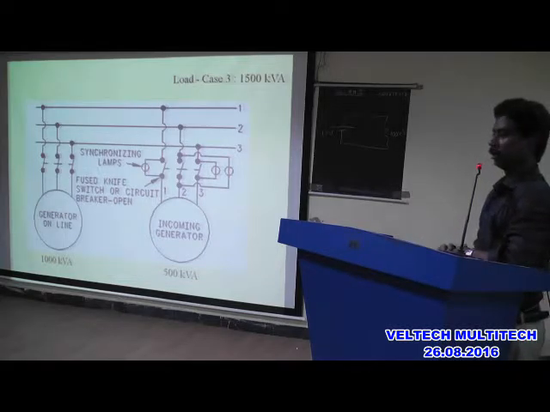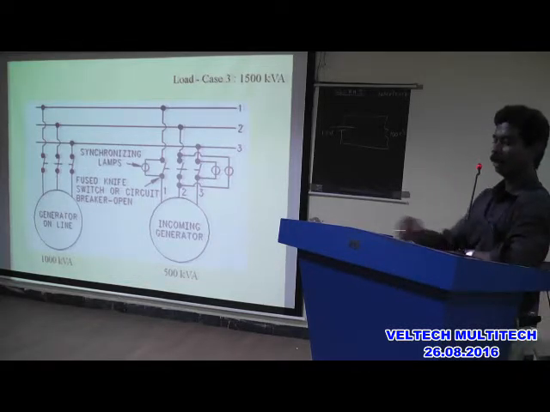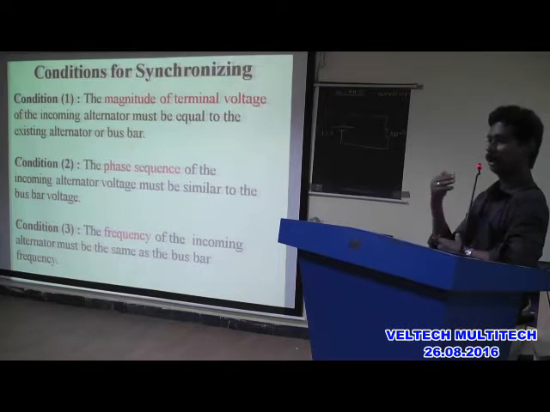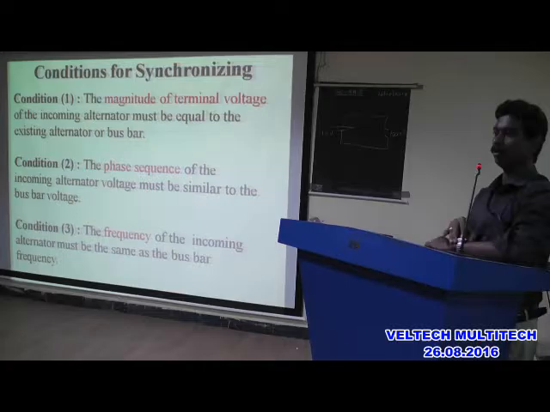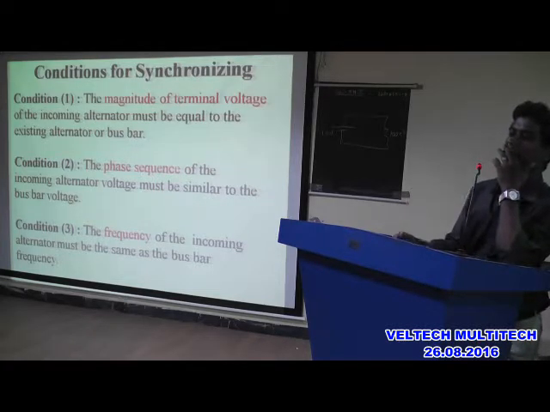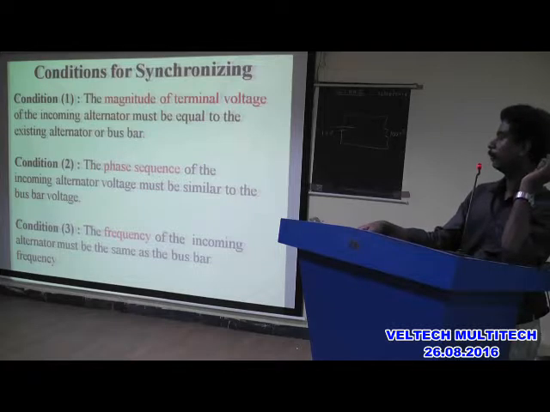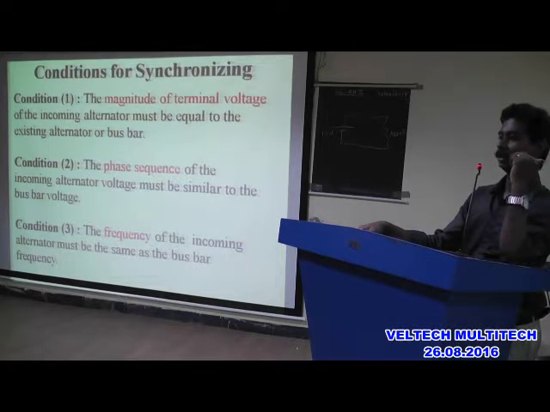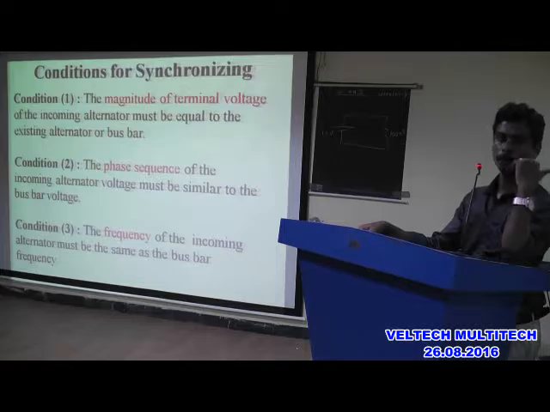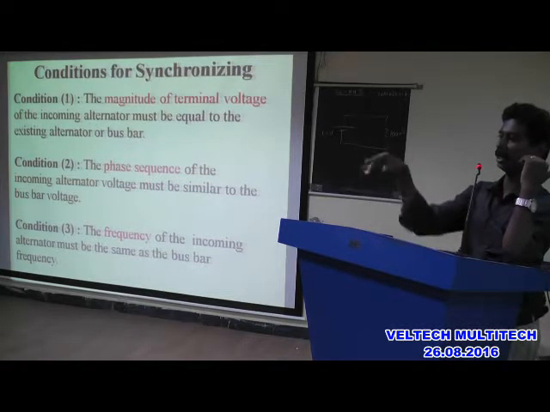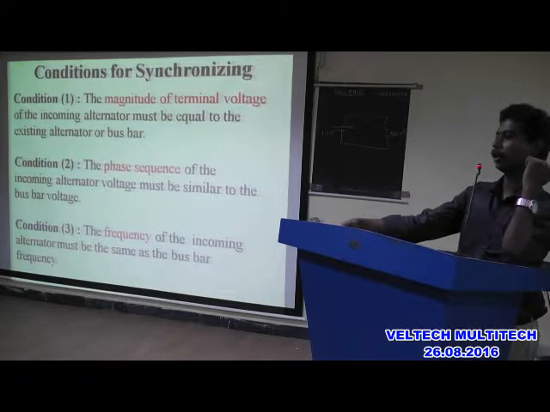For that, there is a certain procedure, so you have to follow that procedure and conditions. There are three conditions. One is the terminal voltage: the incoming alternator terminal voltage should be the same as the bus bar terminal voltage or existing alternator terminal voltage. Then phase sequence, then frequency. These three conditions you have to satisfy. Once you have satisfied these three conditions, you can add this alternator to the existing alternator or bus bar.